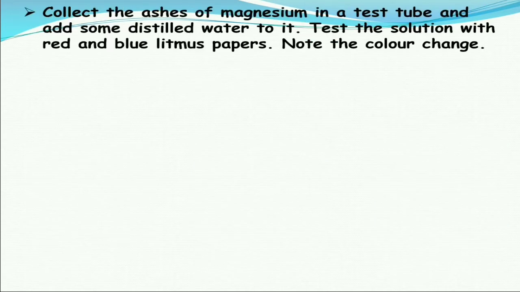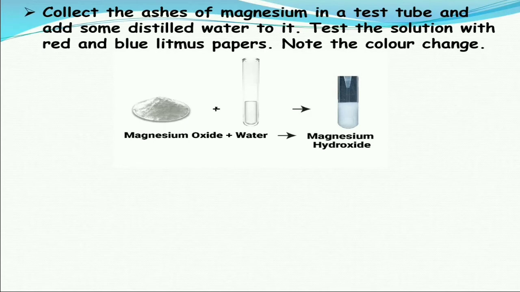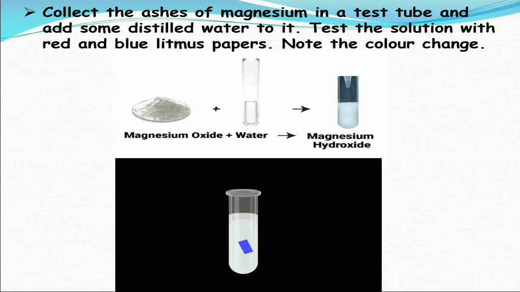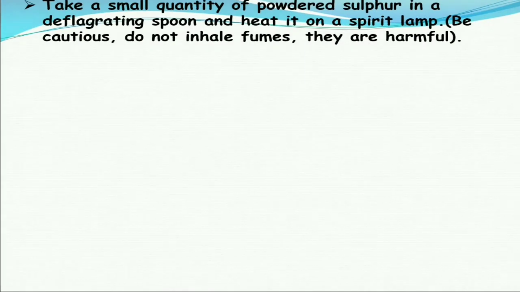Collect the ashes of magnesium in a test tube and add some distilled water to it. Test the sample with the red litmus and blue litmus papers, then note the color. You can check: when red litmus is inserted, it turns blue, and it does not change the blue litmus. So from this we can conclude that the thing formed was a base, magnesium hydroxide.